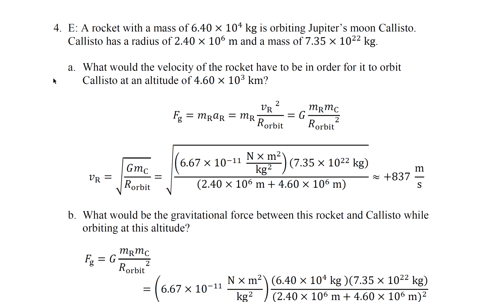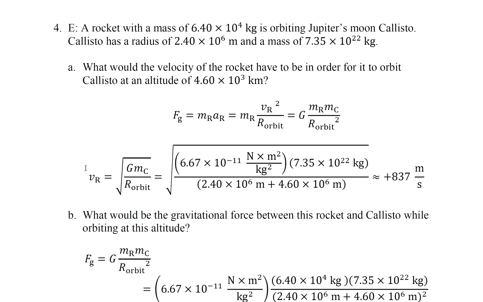Question 4. A rocket with a mass of 6.4 times 10 to the 4 kilograms is orbiting Jupiter's moon Callisto. Callisto has a radius of 2.4 times 10 to the 6 meters and a mass of 7.35 times 10 to the 22 kilograms. Part A. What would the velocity of the rocket have to be in order for it to orbit Callisto at an altitude of 4.6 times 10 to the 3 kilometers?